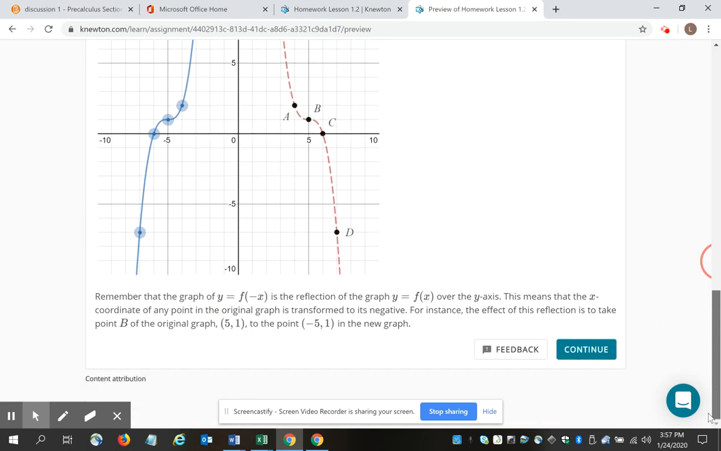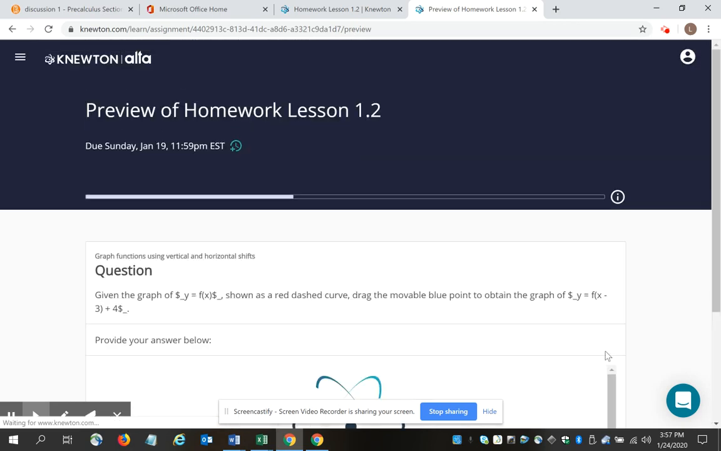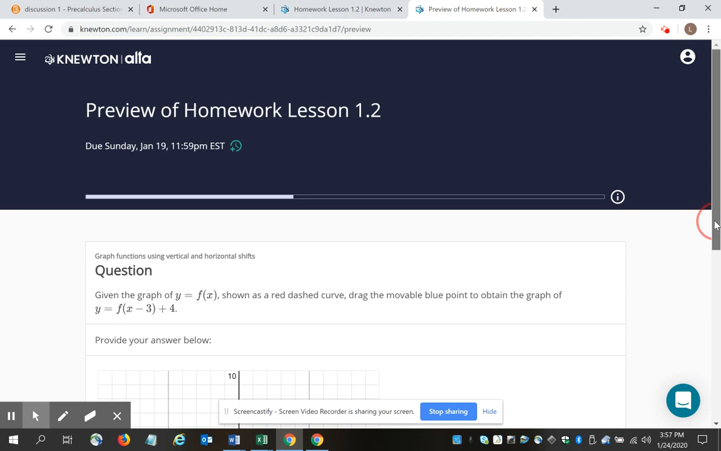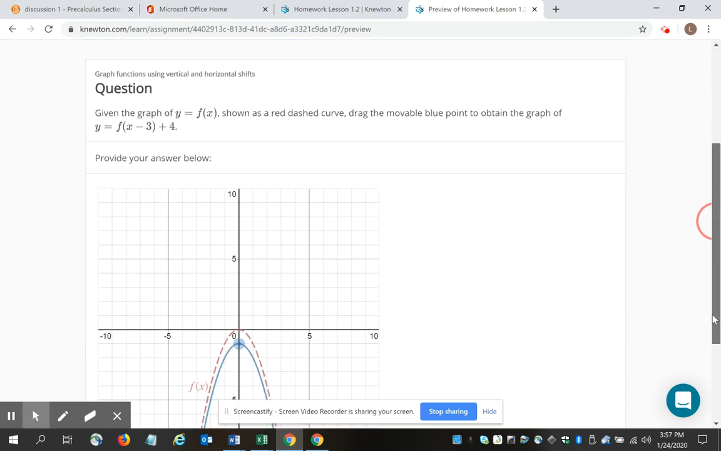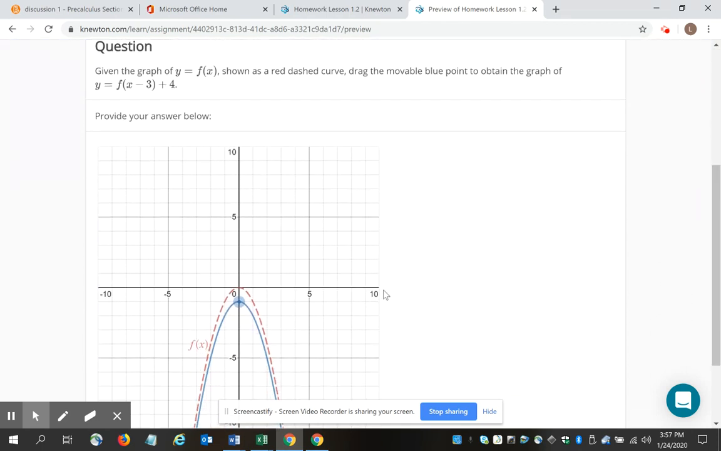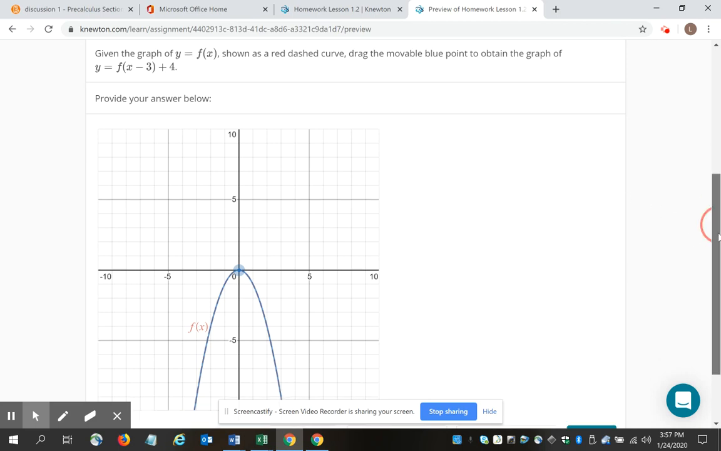There you go. See if it'll give us another one. Okay, this is x minus 3 plus 4. Okay, so again, I'm going to get the blue one on top of the red one. We want to go minus 3 would tell me to go right 3 and then up 4. And that's it.